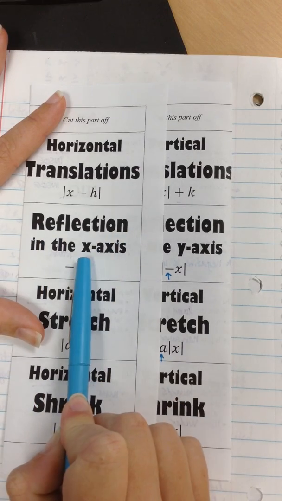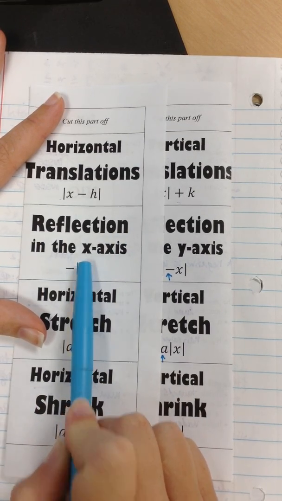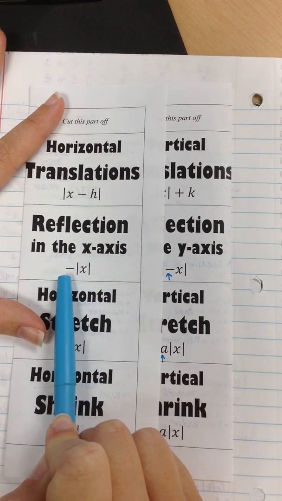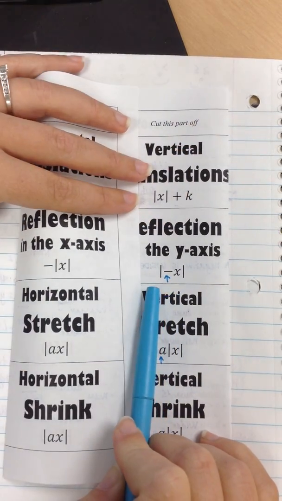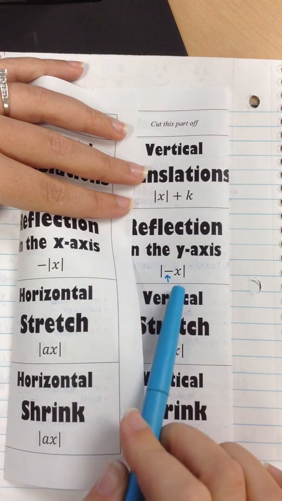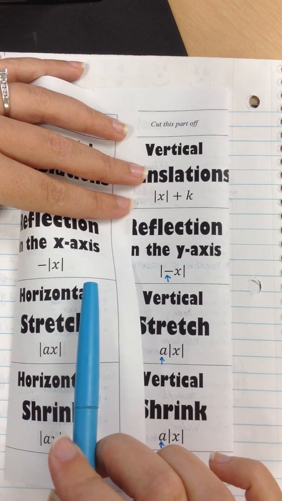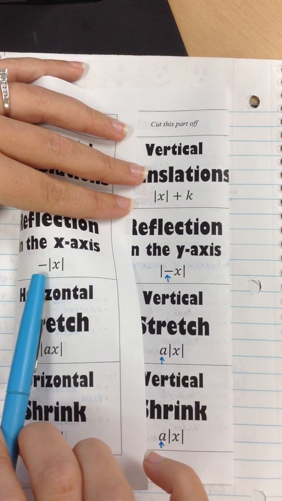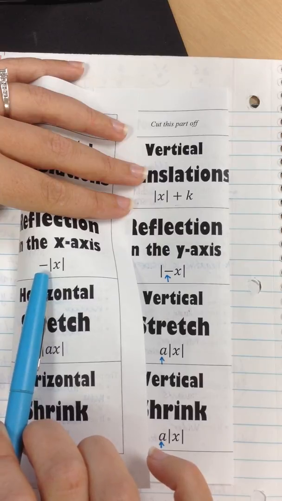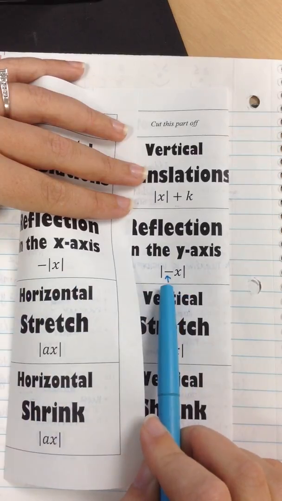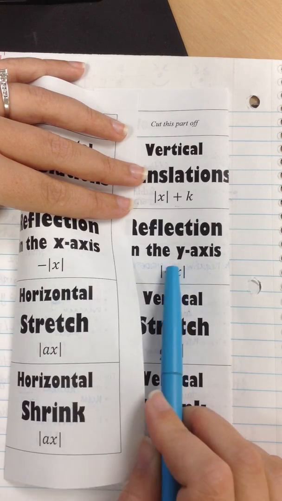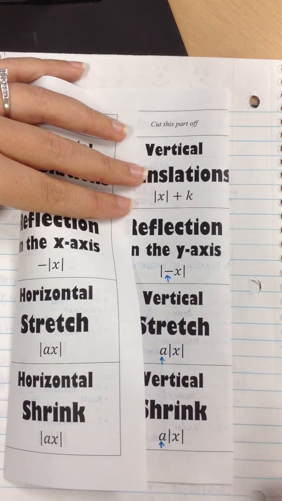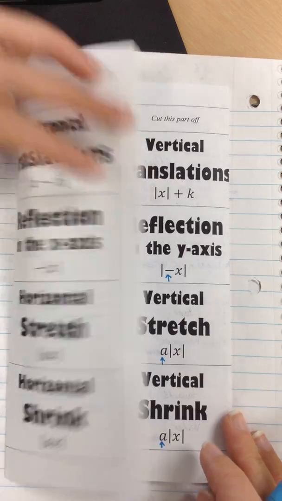So the reflection in the x-axis, we did talk about that on the last video. That's where you have a negative out in front. The other one we did not talk about was reflections in the y-axis. The only difference between the two of these is where the negative is. So with the x-axis, your negative is literally out in front. With the y-axis, your negative is going to be in front, but it's only with the x. So we call this inside with the x.